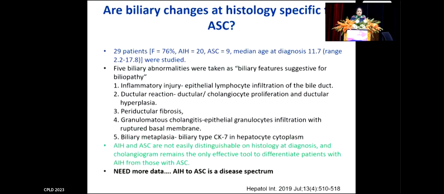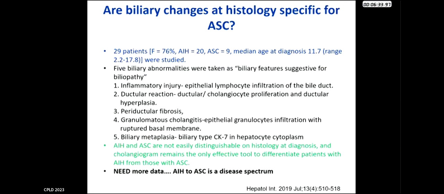This is a very good study which has come from Italy, where they have typically looked at the biliary changes in the form of inflammatory changes, ductular reaction, periductular fibrosis, and they have said that these were equally common in both these groups, AIH versus AHC. Therefore, histopathology alone will not be able to differentiate between these two groups, and cholangiogram remains the only effective tool if you have to differentiate between AIH and AHC in children. But still, you need more data because maybe it's a spectrum with more biliary injury in sclerosing cholangitis and more hepatic injury in AIH.